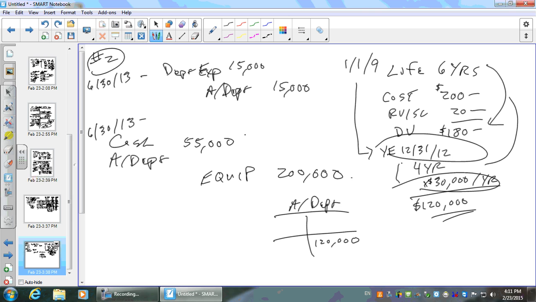I just added accumulated. This is the first entry, by the way. That's the first part of that problem. You're supposed to have that. Debit depreciation expense, credit accumulated depreciation, to get it depreciated up to the point when you got rid of it. Happened to be half a year, whatever portion it is.